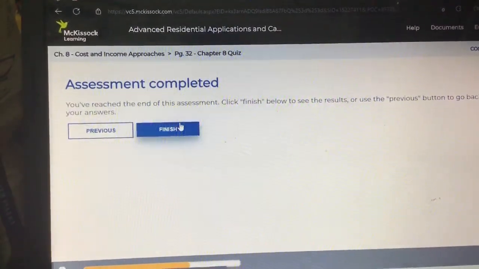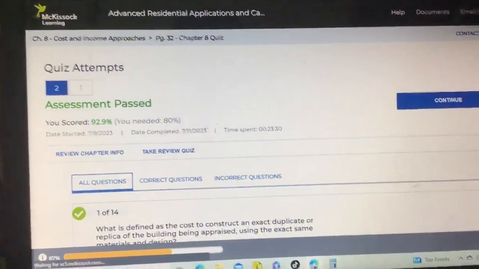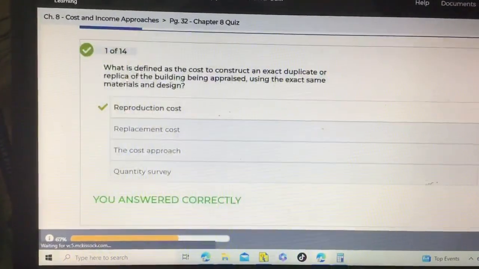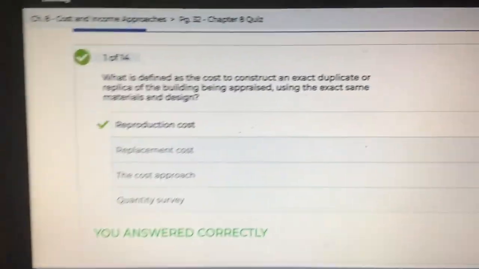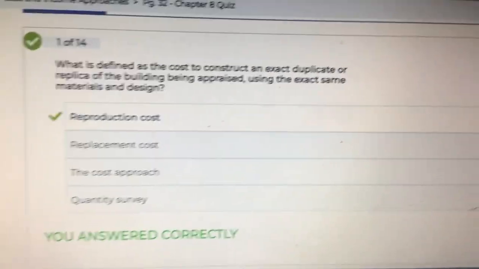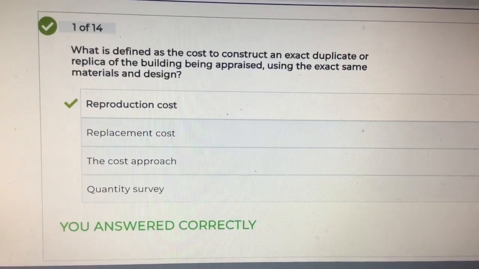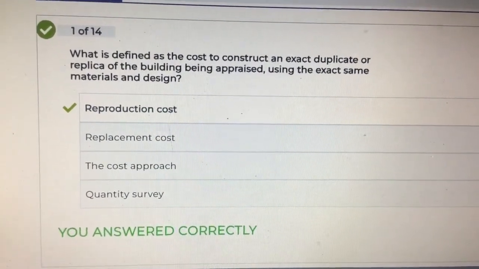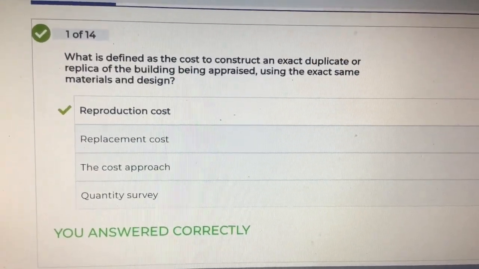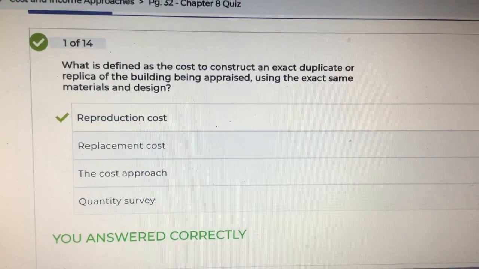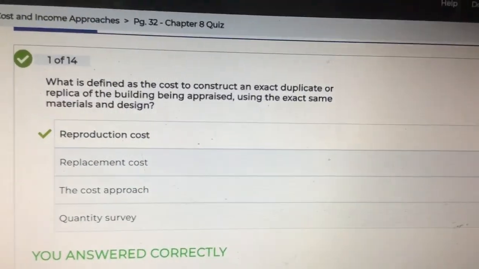Assessment completed, finish. You passed, you got a 92.9%, good job. So remember, I'm not going to go over the math part so much, I'm just going to go over the terminology stuff, unless we missed it. Number 1, what is defined as the cost to construct an exact duplicate or replica of the building being appraised using the exact same materials and design. You said reproduction cost, and that was correct.